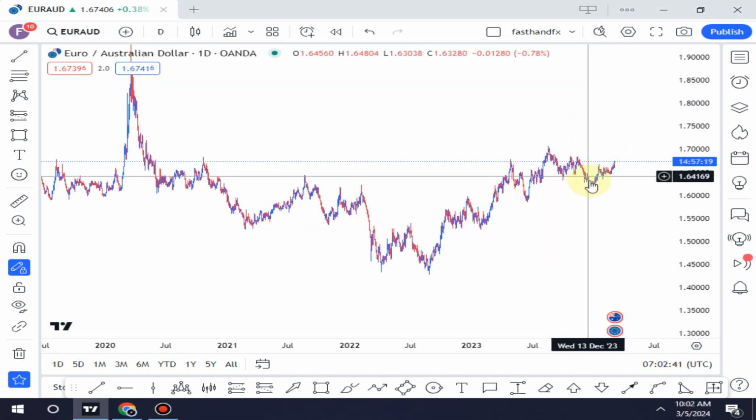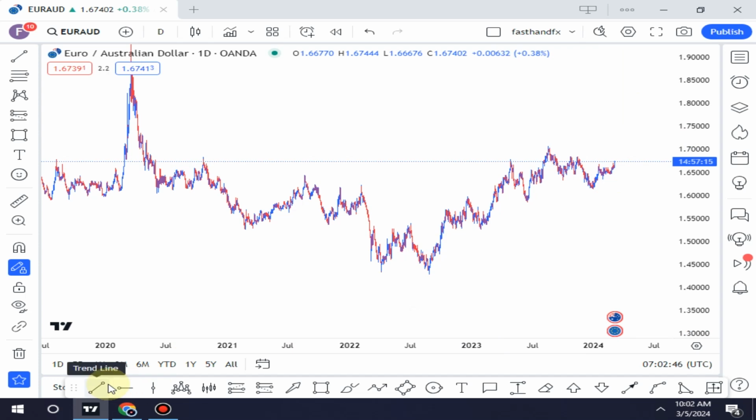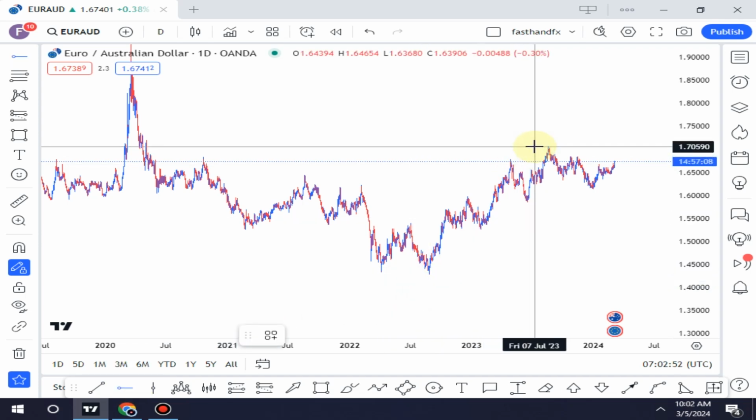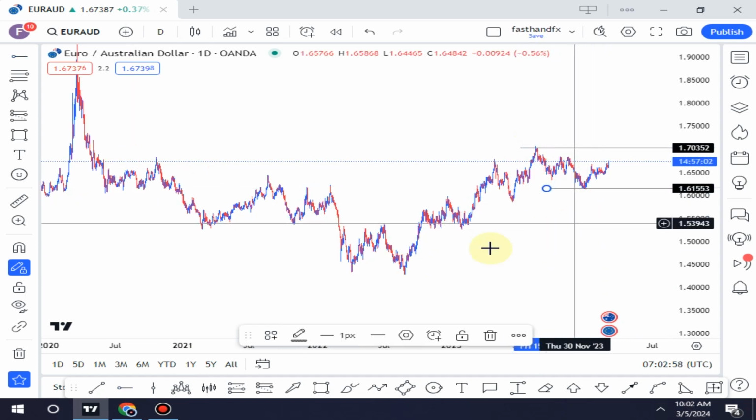Let's try to analyze some pairs, and maybe if we get opportunities, we might make our entry position. So let me just start with this Euro Aussie right from the daily. Of course, we understand we had a high right there and also a low.